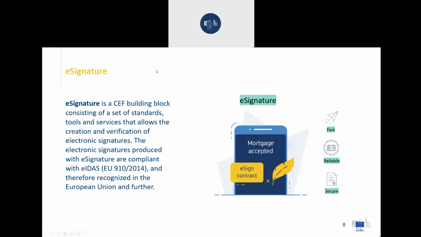Within the context of the CEF program, one of the building blocks that it developed is eSignature. eSignature is the CEF building block that provides the electronic signature capability. It consists of a set of standards, tools, and services that allow not just the creation, but also the verification of electronic signatures and seals. And it's important to remark that all the signatures and seals produced with this building block are compliant with eIDAS, the previously defined framework for interoperability in Europe.